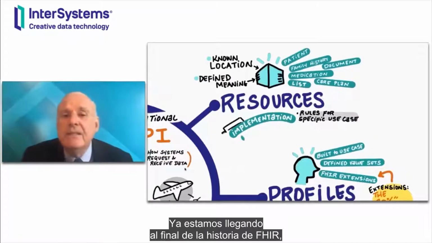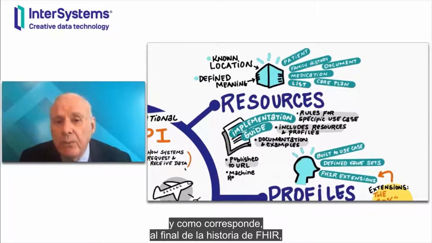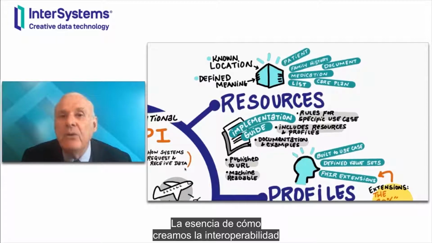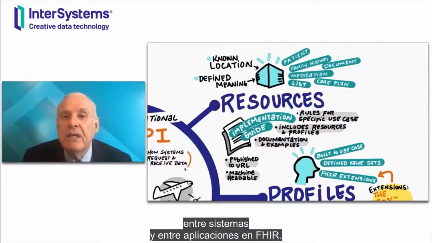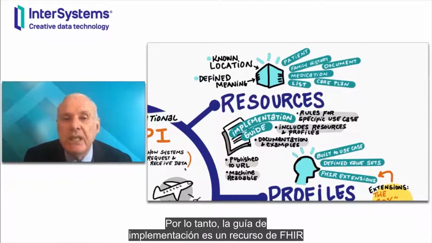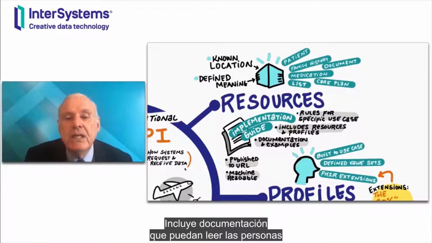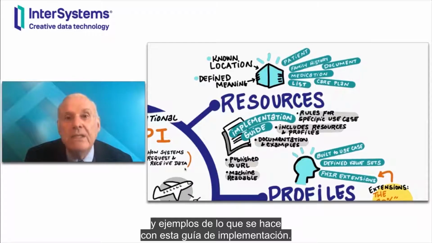Now we're coming to the end of the FHIR story, and appropriately at the end of the FHIR story is FHIR implementation guides, the essence of how we create interoperability between systems and between applications in FHIR. So the implementation guide is a FHIR resource, and it is all the rules for a specific use case. It includes documentation that's human readable and examples of what is done with this implementation guide.